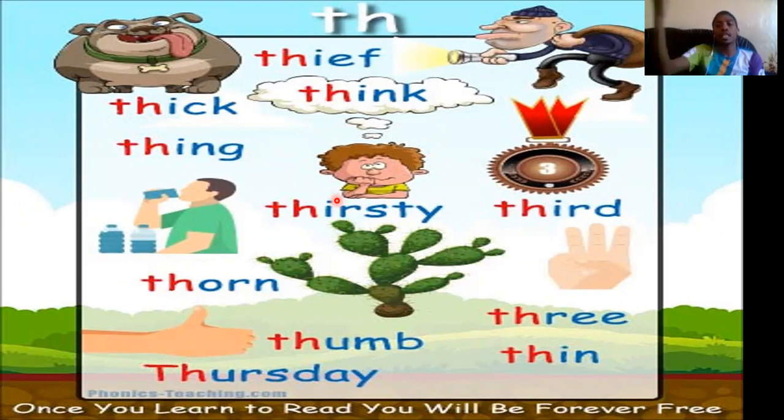You say third. Right. Thorn, I said it's the prickly thing that you find on plants. Thumb, there's a thumb. And then you've got thin and Thursday. I hope we all understand.